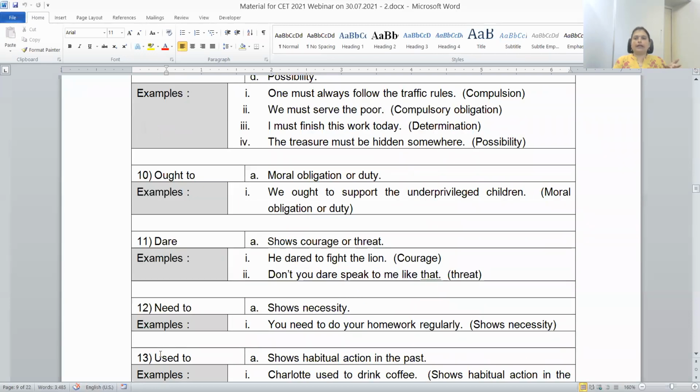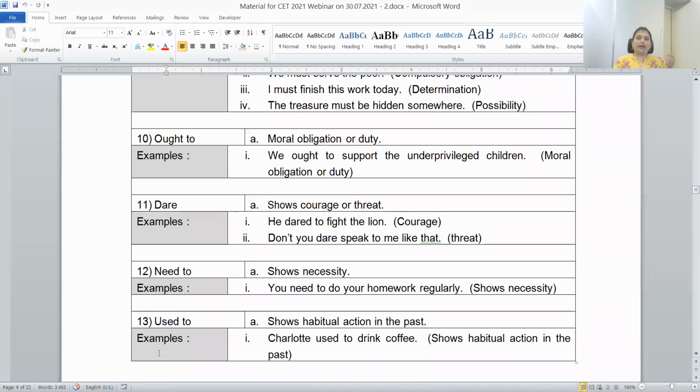Dare. Children, the word dare, we all know. It shows courage. Sometimes it is used to show threat. See, he dared to fight the lion. Children, obviously, it must take a very strong person to fight the lion. So doesn't it show courage? He dared to fight the lion. It showed courage. And if somebody is very angry with you, they'll say, don't you dare speak to me like that. So isn't that a threat? Yes. So depending upon the sentence, children, you should be able to identify whether dare is performing the function of courage or threat.